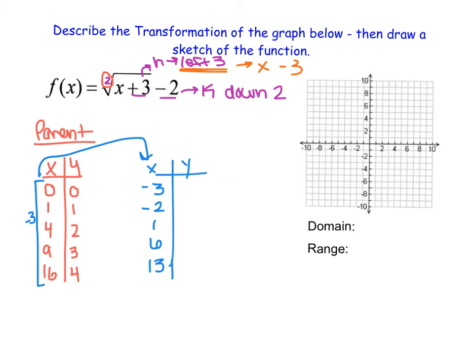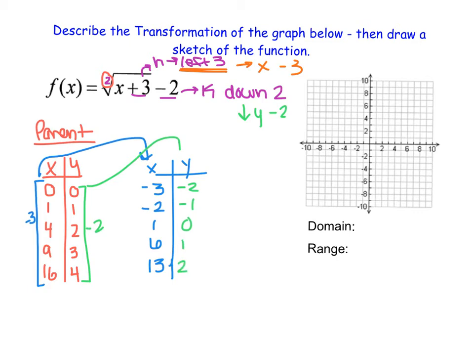Then I know that I'm also moving my graph down. So because I'm moving it down, I'm going to move my y value down 2. So I'm going to need to subtract 2 from all of those. So I do -2, -1, 0, 1, and 2.